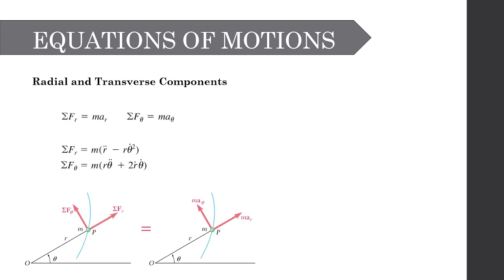In radial and transverse components, we have this. In radial, Fr equals m times acceleration r, where a_r equals r double dot minus r times theta dot squared. And in transverse components, we have summation of F theta equals m times acceleration with respect to theta.